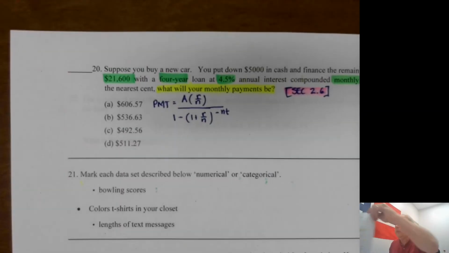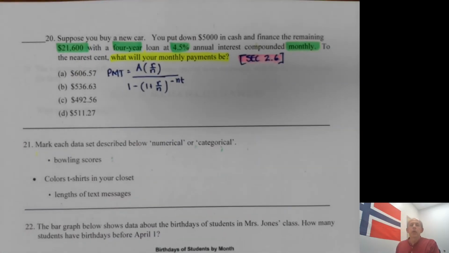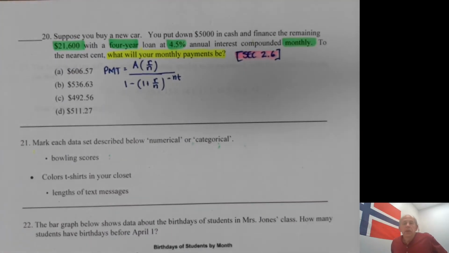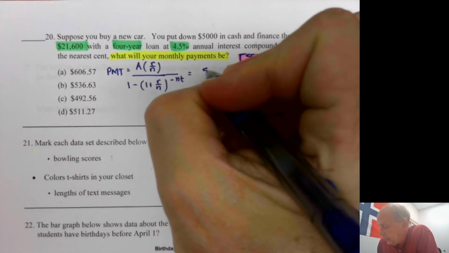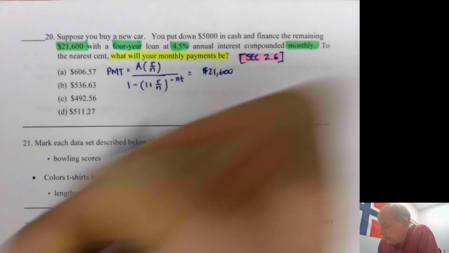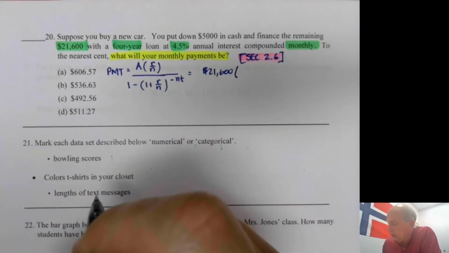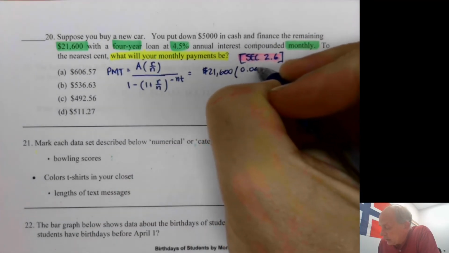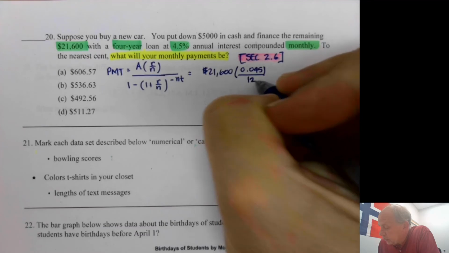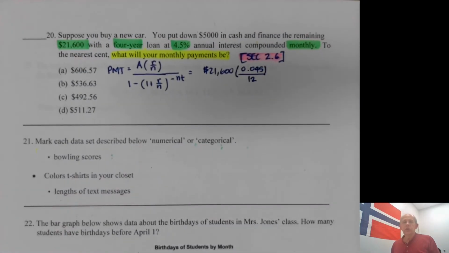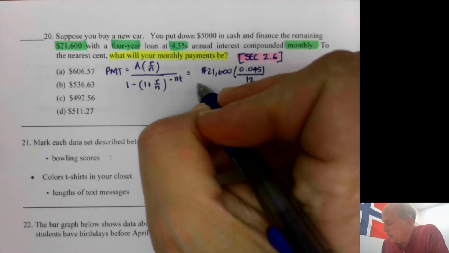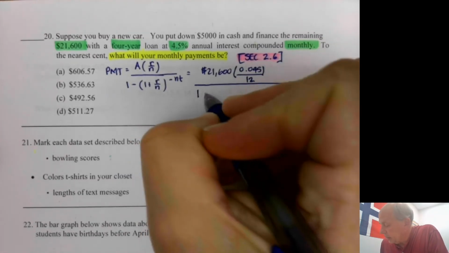The last one that we have, number 20, is a monthly payment problem. So I wrote down the formula for monthly payment. What I'm going to do here is plug in these values for this car loan. So I have $21,600 for the amount that I'm going to borrow. The interest rate is 4.5%. My N is always going to be 12 in this problem because we're looking at a monthly payment.